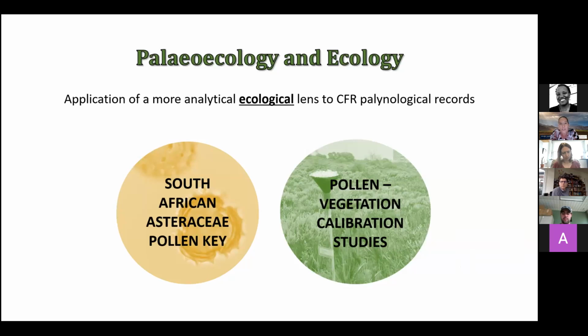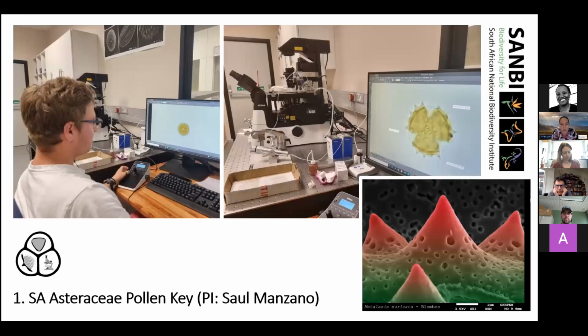We're also trying to bridge the gap between paleoecology and ecology, in terms of looking at a more analytical ecological lens to the existing published CFR pollen records, as well as the ones we're currently producing at the moment. Two key initiatives fall within this category. I'm working together with my students with the PI of a project that's looking at discriminating Asteraceae pollen and producing an Asteraceae pollen key for Southern Africa. That's Dr. Saul Manzano, who's in Spain, but he's working with SANBI here in South Africa.